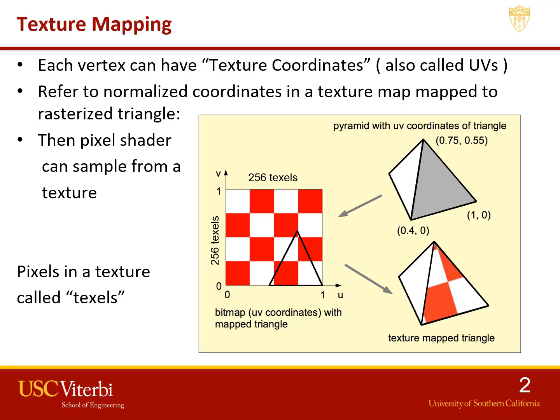Pixels in a texture are sometimes called texels. So if someone says, that's not a pixel, that's a texel, that's what they're talking about. It's the same thing. We have here a texture map, and that is made up of individual pixels. And since we're using it as a texture source, we'll call those pixels texels. It's just a vocab word.